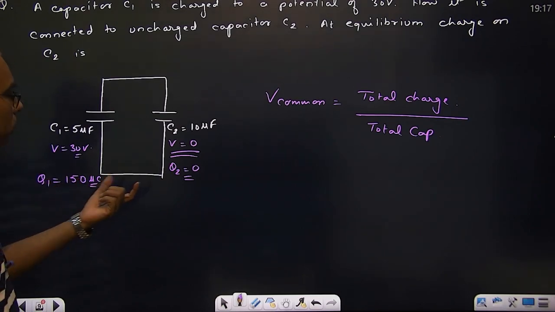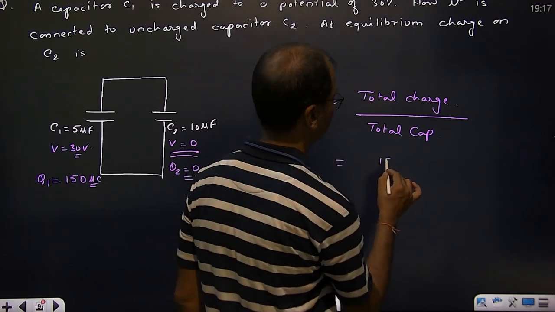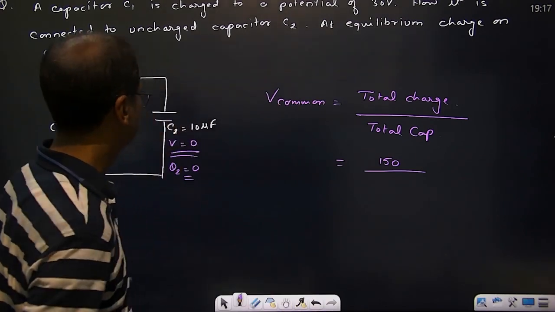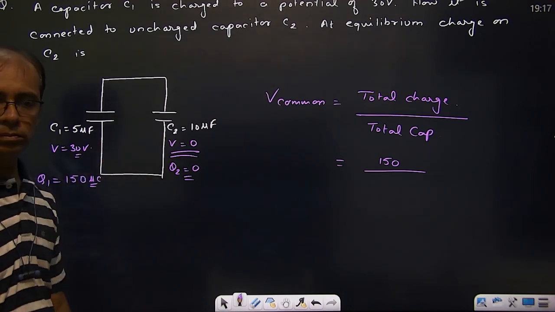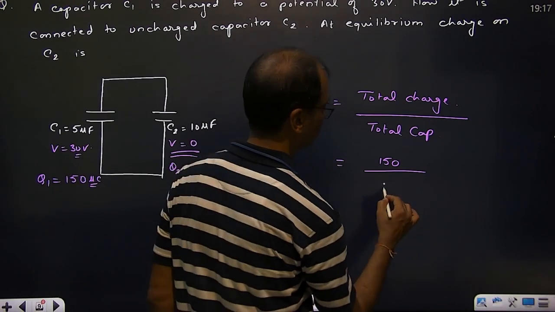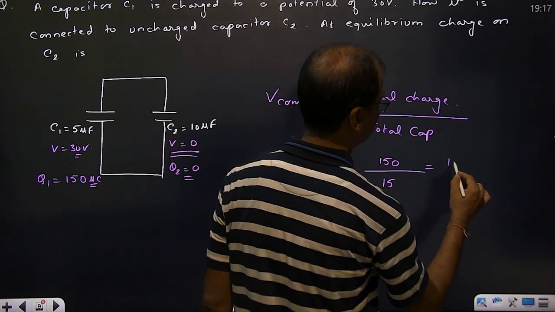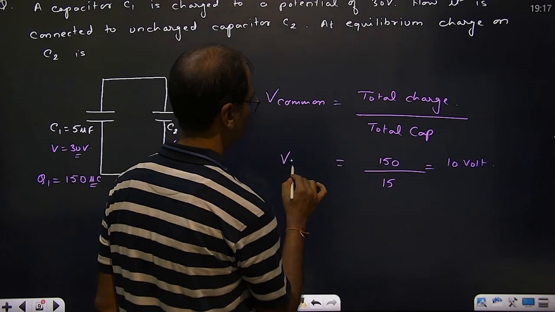Okay. So total charge is this 150 microcoulomb only. Total capacitance is how much? C1 plus C2, that is 10 plus 5, that is 15. So what is the V common? V common is coming 10 volt. This is V common.